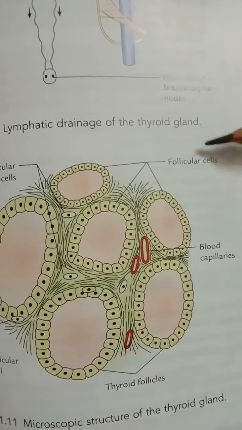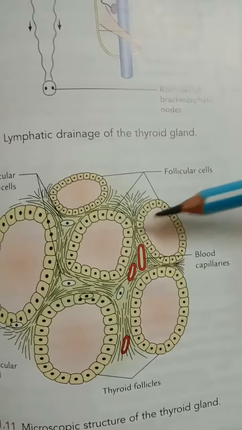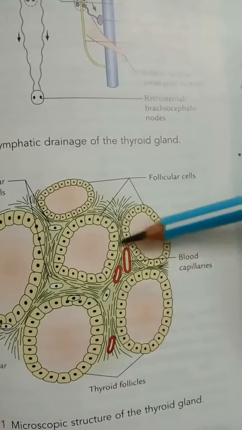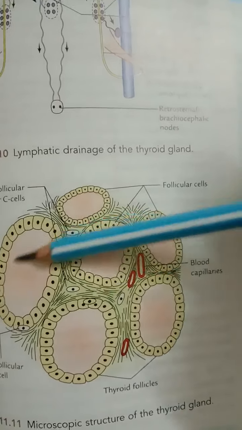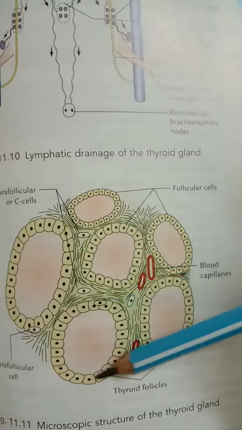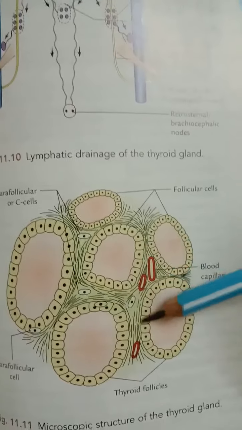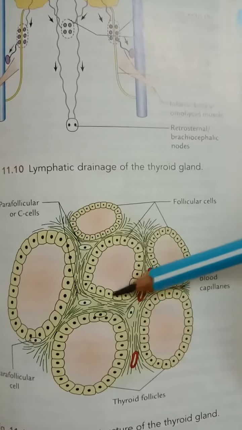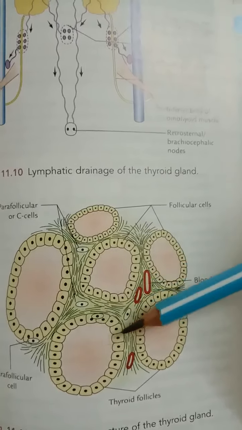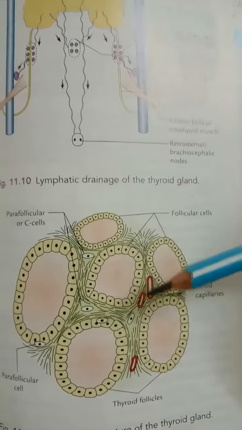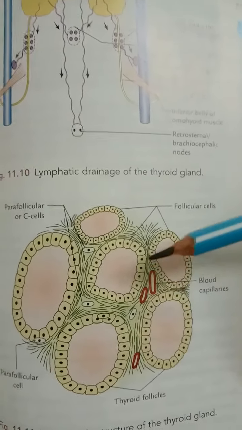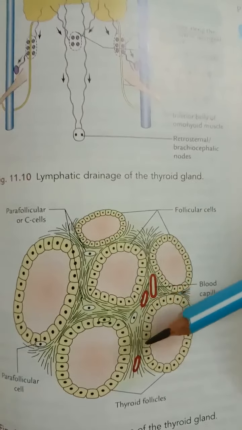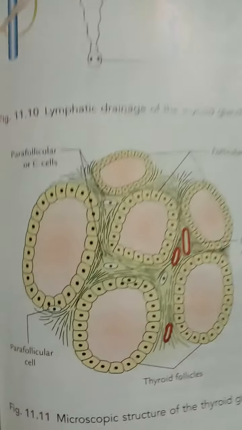The follicular cells are cuboidal epithelial cells forming the wall of the spherical thyroid follicle. They secrete two hormones, thyroxine and triiodothyronine, that is T3 and T4, and those hormones are essential for normal growth and development, especially of the skeletal and the nervous system.